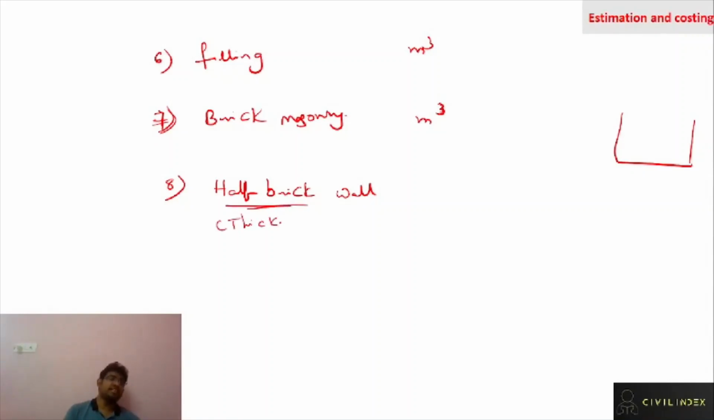So if the thickness is specified in the work item, then what is the unit of measurement, guys? What is the unit of measurement for the half brick wall? That is the square meter. What is the unit of measurement? Square meter. Very good. Okay, so for half brick wall it is square meter.